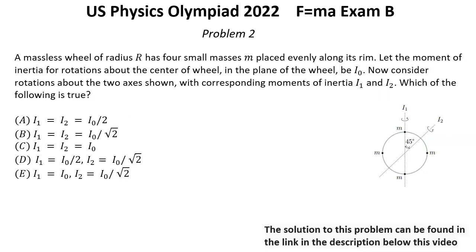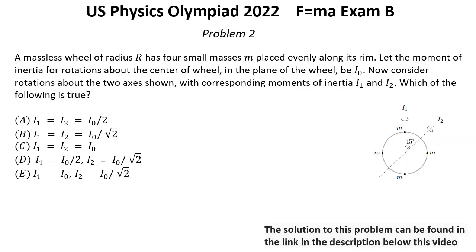Problem number 2. A massless wheel of radius r has 4 small masses m placed evenly along its rim. Let the moment of inertia for rotations about the center of the wheel and the plane of the wheel be I0. Now consider rotations about the two axes shown, with the corresponding moments of inertia I1 and I2. Which of the following is true?